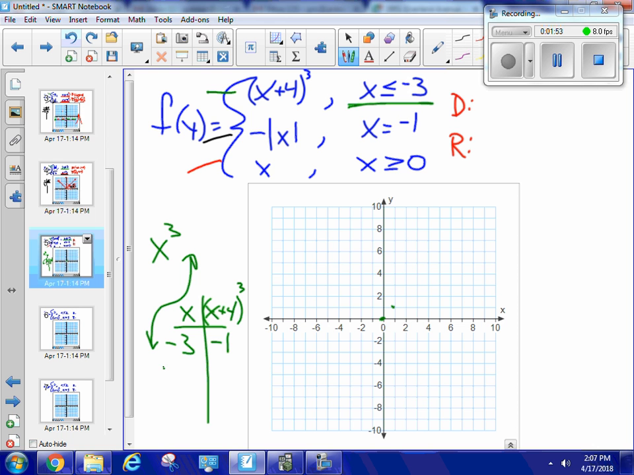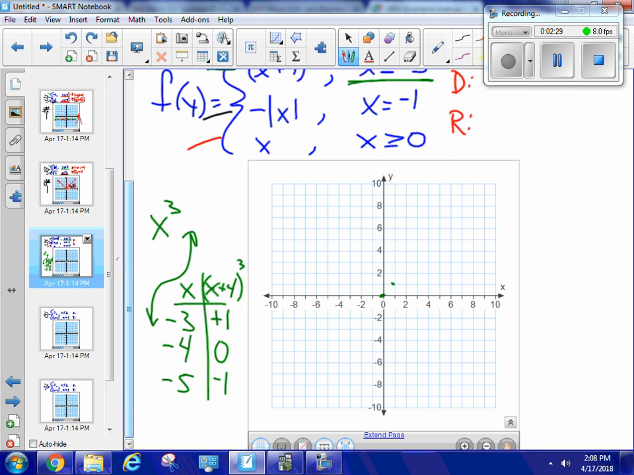Well, let's try negative 4 since I'm going to the left. Negative 4 plus 4 is 0. Well, when I cube 0, I get 0. And let's try negative 5. Negative 5 plus 4 is negative 1. Is that right? I made a mistake right here. Negative 3 plus 4 is positive 1. When I cube it, it's positive 1. I'm sorry, I hope you didn't get too messed up by that. Negative 5 plus 4 is negative 1, and when I cube that, I get negative 1.